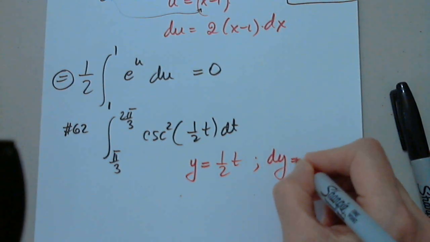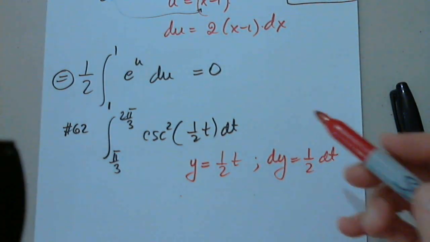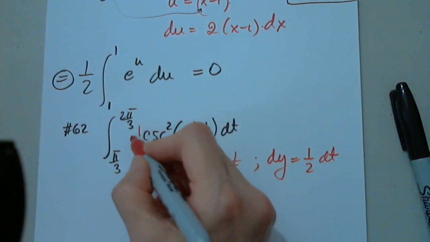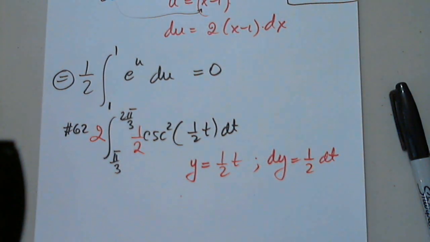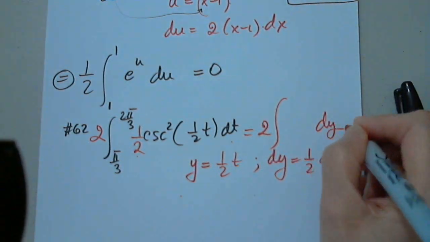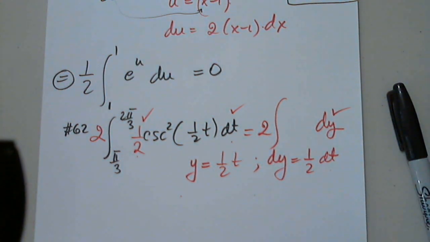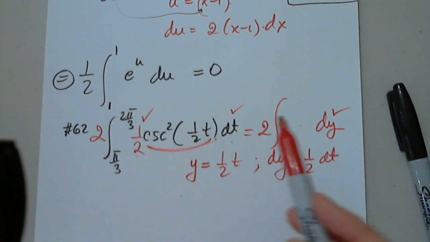And right away, dy equals 1/2 dt. So I have the dt, I don't have the 1/2. No problem. A poor number I can always make up. So now 1/2 and dt will be in dy. This and this are already here. What else do I have?